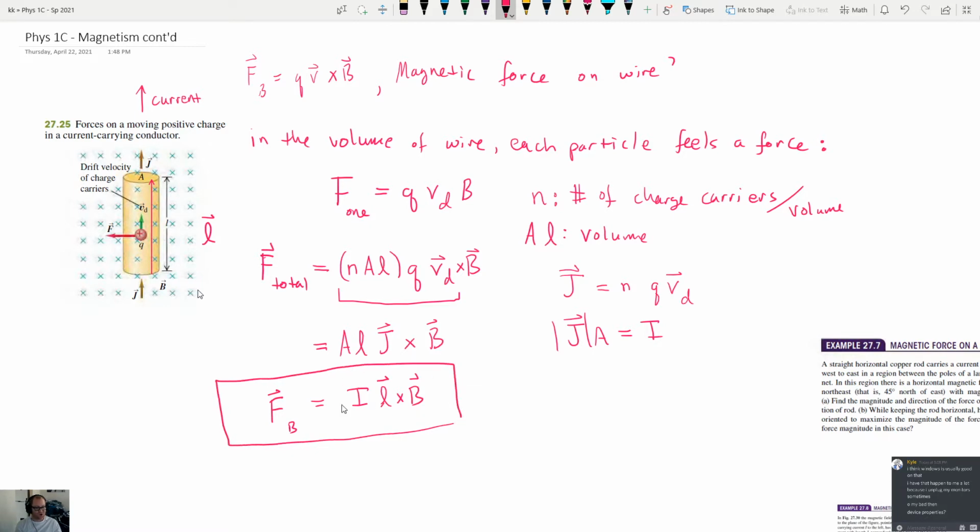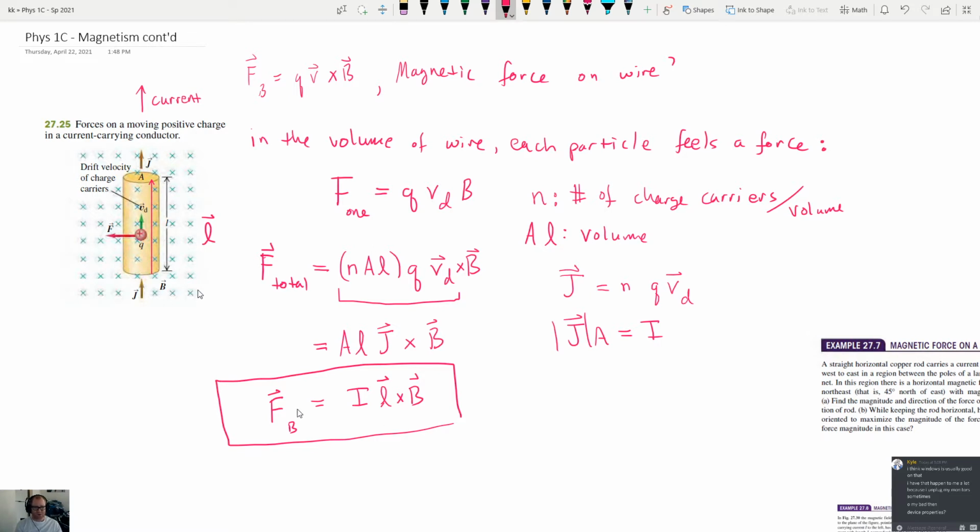So it depends on the current, of course, because the current controls how fast the particles are moving. Current is directly proportional to drift velocity. So you increase the current, the force is going to get bigger. It also includes the length of the wire, and it includes the magnetic field. So the bigger the magnetic field is, the bigger the force is going to be. The bigger the length is, the bigger the force is going to be. Okay. So this is our force that's placed on a current-carrying wire due to a magnetic field.